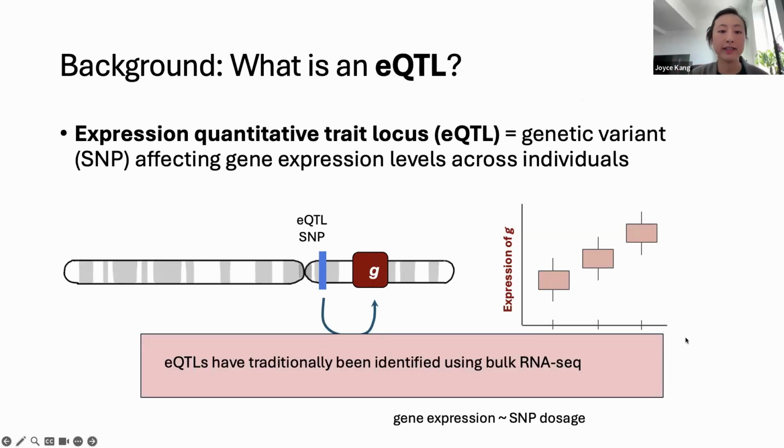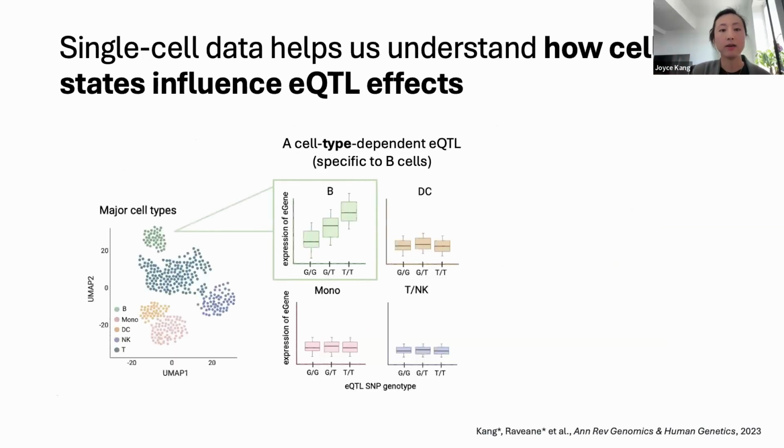Traditionally, eQTL studies have been done using bulk RNA sequencing, associating a gene's expression level with genetic variants across a bunch of samples or individuals. Now with single cell data, we can look at this at higher resolution by separating out the cells by their individual cell types. That can help us find eQTLs whose effects might be masked when all the cells are averaged together.